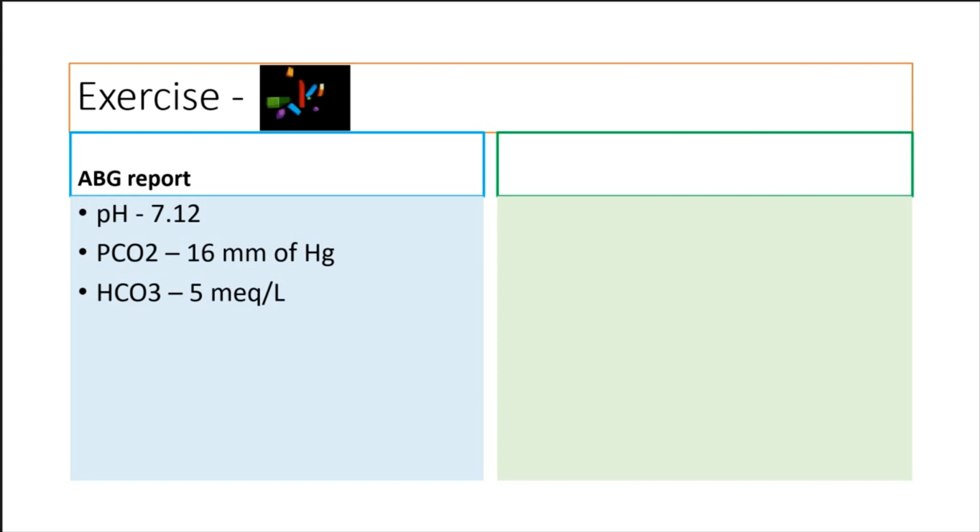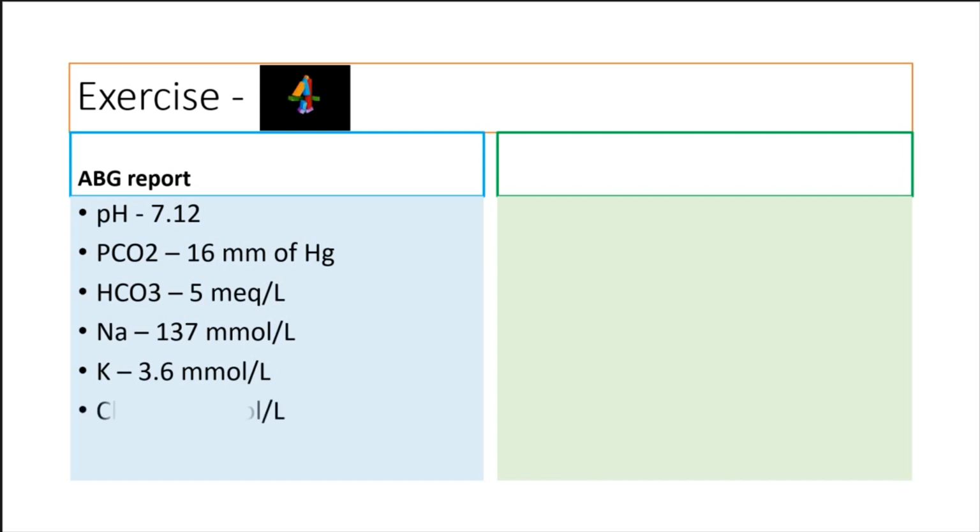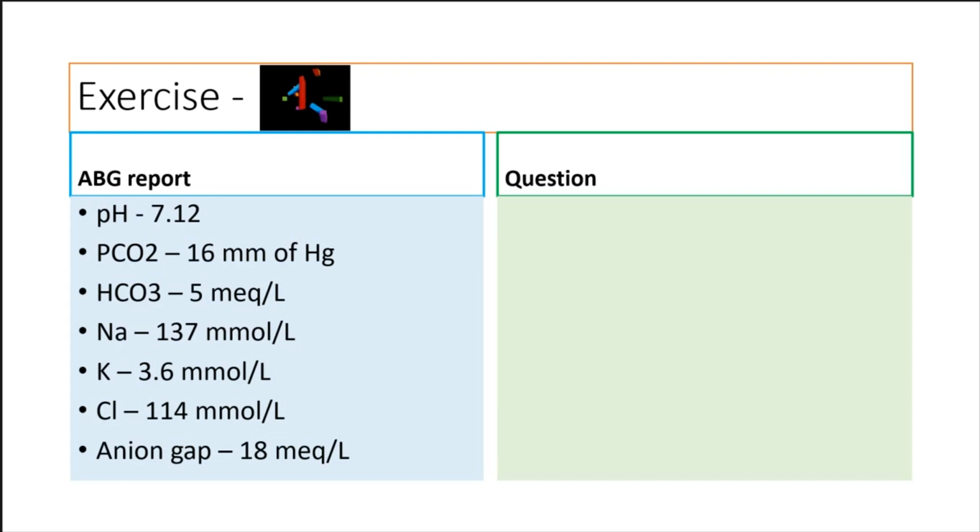HCO3 or bicarbonate 5 milliequivalent per liter. Na or sodium 137 millimole per liter. K or potassium 3.6 millimole per liter. Cl or chloride 114 millimole per liter. Anion gap 18 milliequivalent per liter.